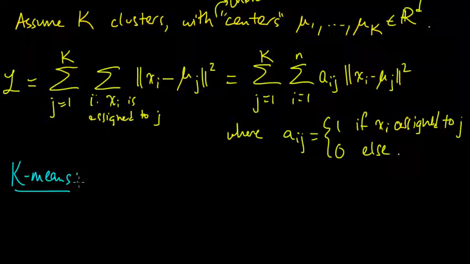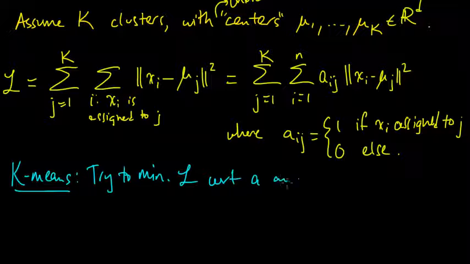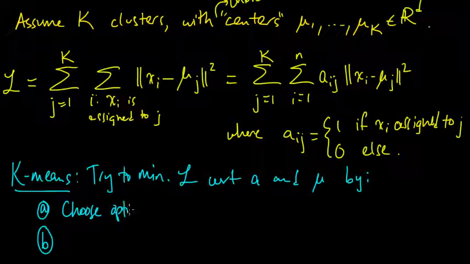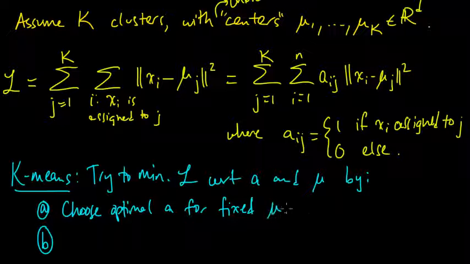So k-means does the following. Try to minimize L with respect to all the A's and all the mu's by the following. We're going to alternate between two steps, A and B. First, we're going to choose the optimal assignments A for, let's say, fixed centers mu.